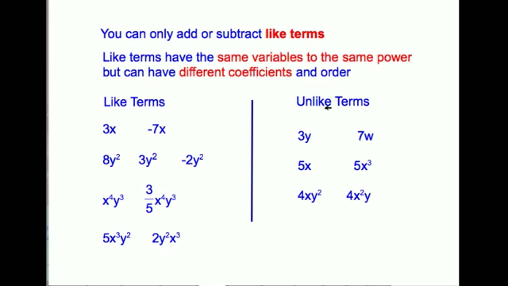On the right hand side, we have the unlike terms, where you can see that 3y and 7w have different variables y and w. 5x and 5x cubed. x and x cubed are different variables. xy squared and x squared y are different variables. Therefore, all these are unlike terms.